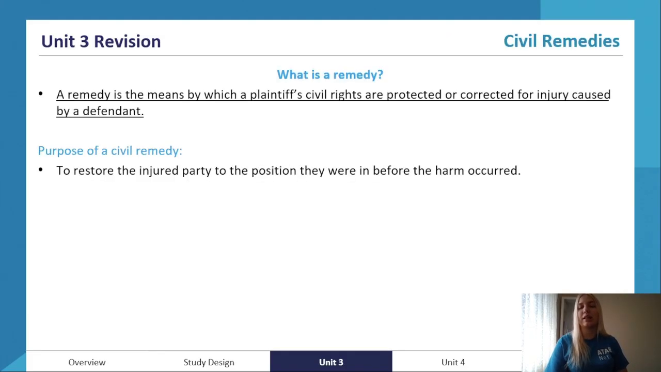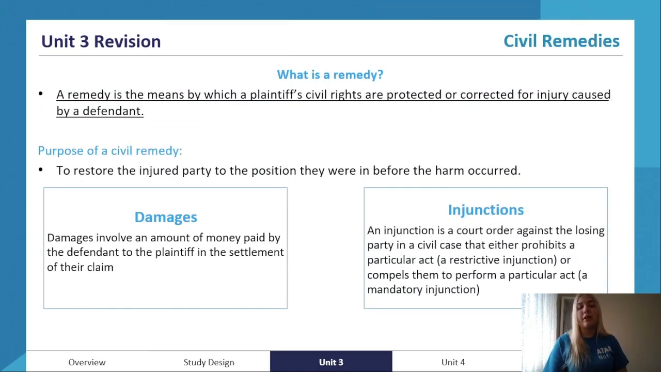Now, remedies is your last area. So first of all, being able to define remedies. A remedy is the means by which a plaintiff's civil rights are protected or corrected for the injury caused by a defendant. The general purpose of a civil remedy, you need to know both the general and the specific purposes, is to restore the injured party to their original position as much as possible, which is the position they were in before any of the harm occurred.